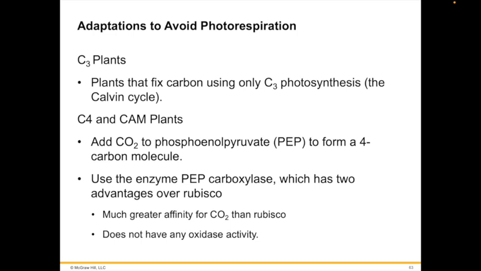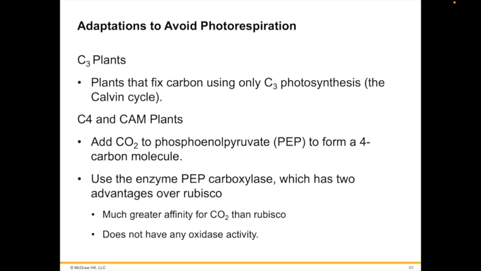This enzyme has 2 advantages over rubisco. It has a much greater affinity for carbon than rubisco, and it does not have oxidase activity. The 4-carbon compound produced by PEP carboxylase undergoes further modification only to be eventually decarboxylated. The CO2 released by this decarboxylation is then used by rubisco in the Calvin cycle.